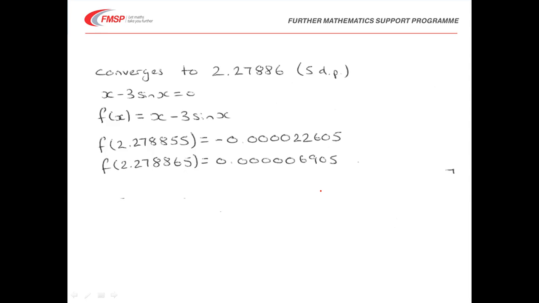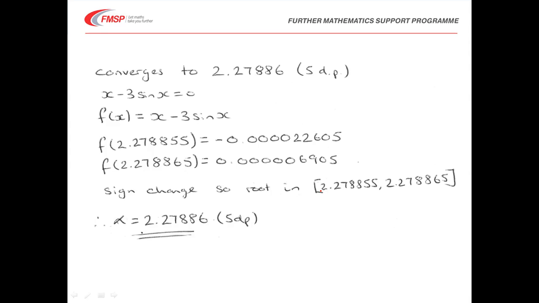Now the highest thing that could round down is something that's just below 2.278865. And so I substitute that in. If you like, they're the two ends of the interval that rounds to 2.27886 to 5 decimal places. One of them gives a negative, one of them gives a positive, which means that the value must lie between those two values, and everything that lies between those two values rounds to 2.27886 to 5 decimal places. So because we've got a sign change, it tells us the root is in that. So we can then say that alpha is that to 5 decimal places.